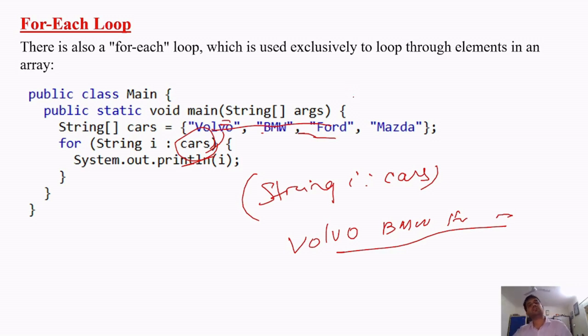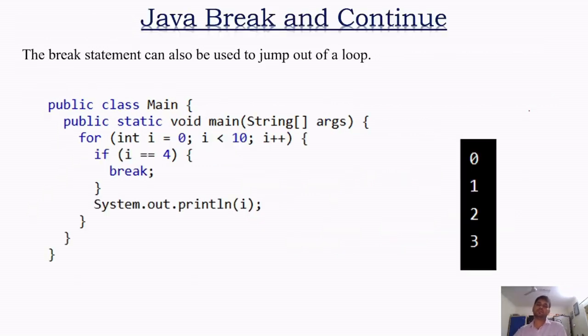Okay, so the for each loop is used to loop through elements in an array, so it will execute all the elements through an array. It will execute all the elements in one line through an array.